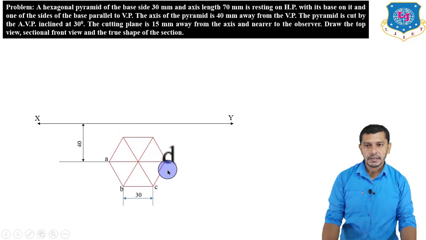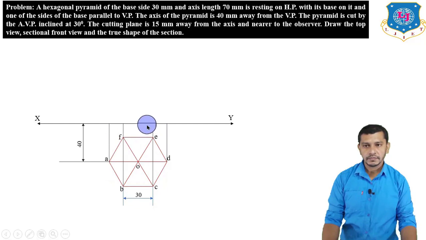A, B, C, D, E, F and O. That means AB, BC, CD, DE, EF and FA are the top view of the base edges. OA, OB, OC, OD, OE, OF are the top view of the slant edges. Now we have to draw the front view, and as we have discussed, the front view of the pyramid will be a triangle. So project all these points vertically upwards.